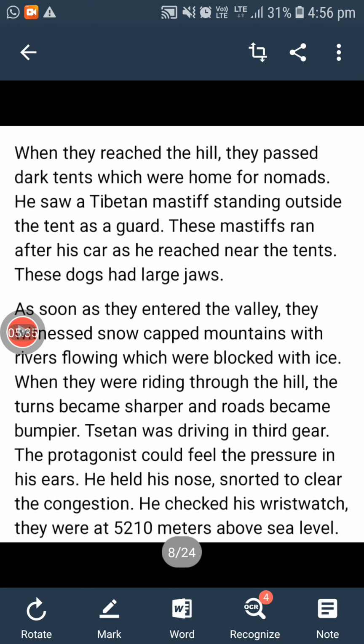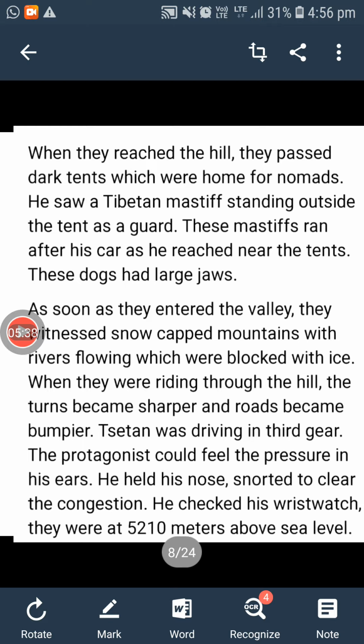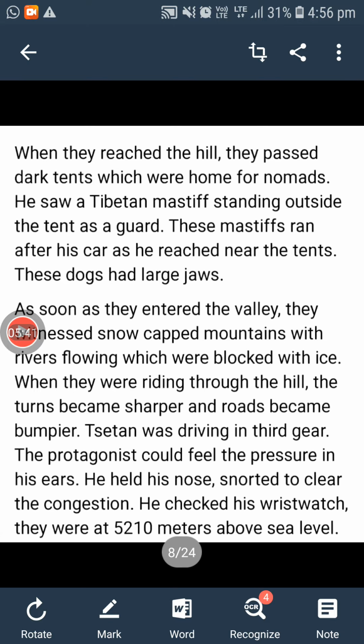As soon as they entered the valley, they witnessed snow-capped mountains with rivers flowing, which were blocked with ice. When they were riding through the hills, the turns became sharper and the roads became bumpier. Tsetan was driving in third gear, and the protagonist could feel the pressure in his ears. He held his nose and snorted to clear the congestion. He checked his wristwatch. They were at 5210 meters above sea level.